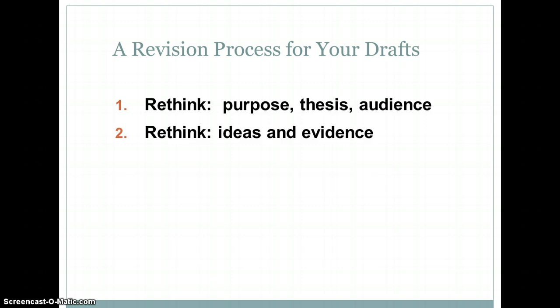The second thing you need to do is rethink your ideas and your evidence. Does what you're putting on paper make sense? Is it fresh? Is it new? Is it a different perspective? Do you back up your ideas? Do you provide enough detail?